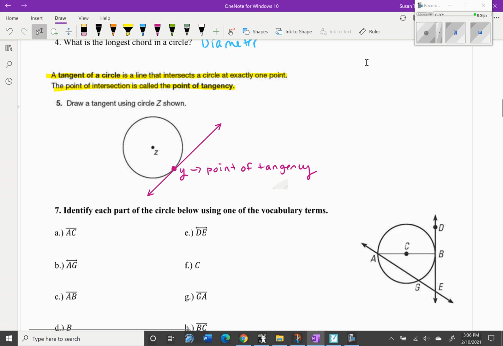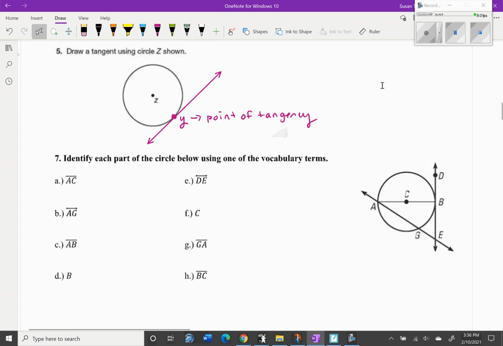And so notice that the line, of course, is outside the circle. So the next part says, identify each part of the circle below using one of the vocabulary terms that we just learned. So take a moment to pause the video. When you're done, unpause the video to check your work.